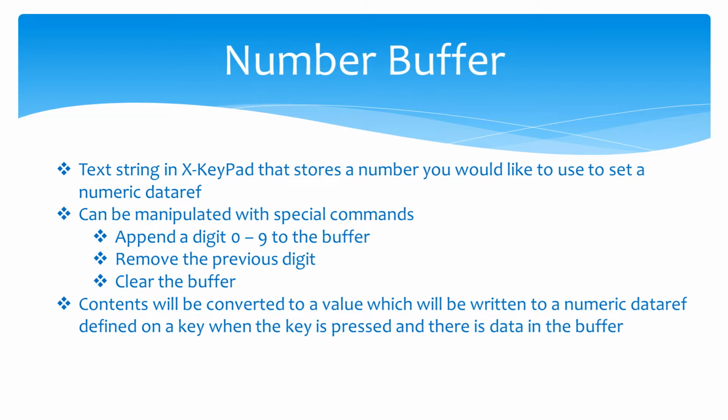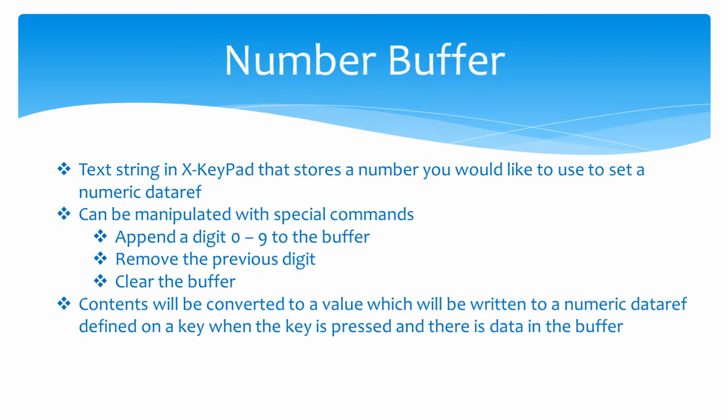And this numeric buffer can get manipulated with special commands, which I'm going to show you in just a minute. These special commands allow you to do things like append a digit 0 to 9 to the buffer, remove the previous digit, like you may have hit a backspace key in a text editor. It allows you to clear the buffer entirely and wipe it out.